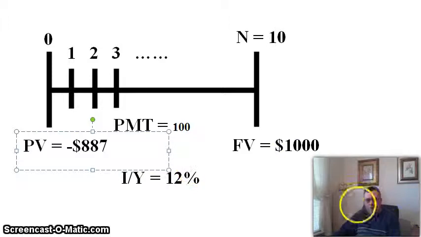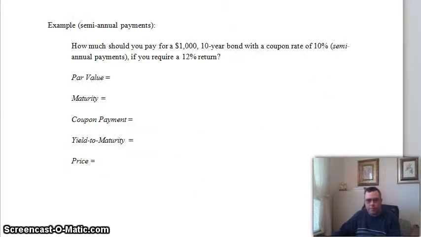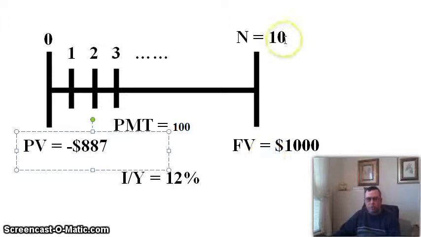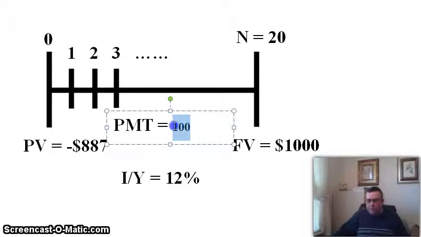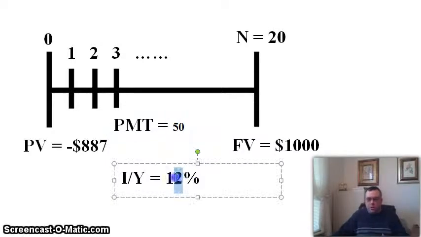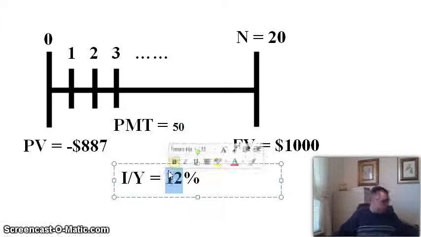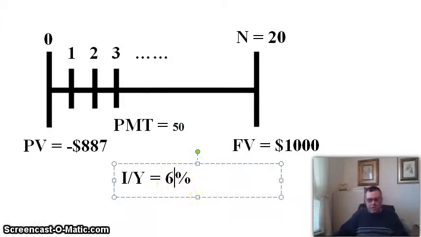So I'm not even going to fill in this stuff. We'll just do it straight from the time value of money here. Because it's the same problem, all I've done is change it to semi-annual. What's going to happen to N? We used to have 10 years of payments. Now we're going to have 20 6-month periods of payments. Our payment's not going to be $100 a year anymore. It's going to be $50 per 6 months. And our interest is not going to be 12% a year. It's going to be 6% per 6 months.